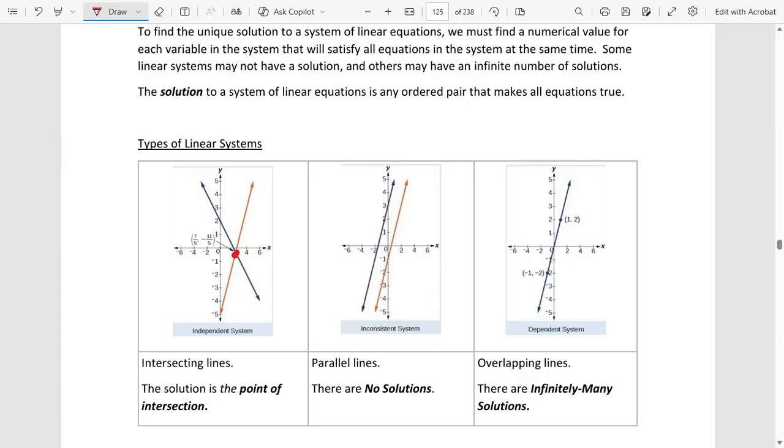Sometimes when we graph the lines, we see that the lines are parallel to each other. When we have parallel lines, that means the two lines never cross each other. If they are not crossing each other, that means the system has no solutions. And sometimes when we graph two lines, we see that the two lines are overlapping. They are completely on top of each other. In this case, they intersect each other at infinitely many points. So there are infinitely many solutions for this system.